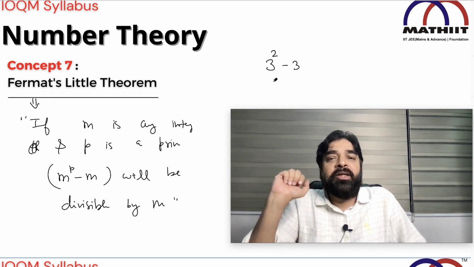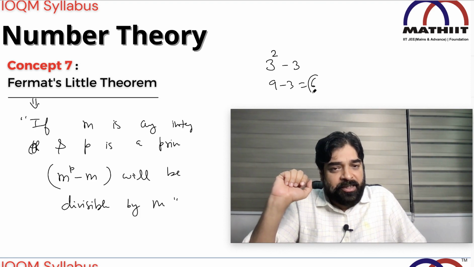Check it. 3 power 3 is 9, minus 3 equals 6, and 6 is divisible by 2.